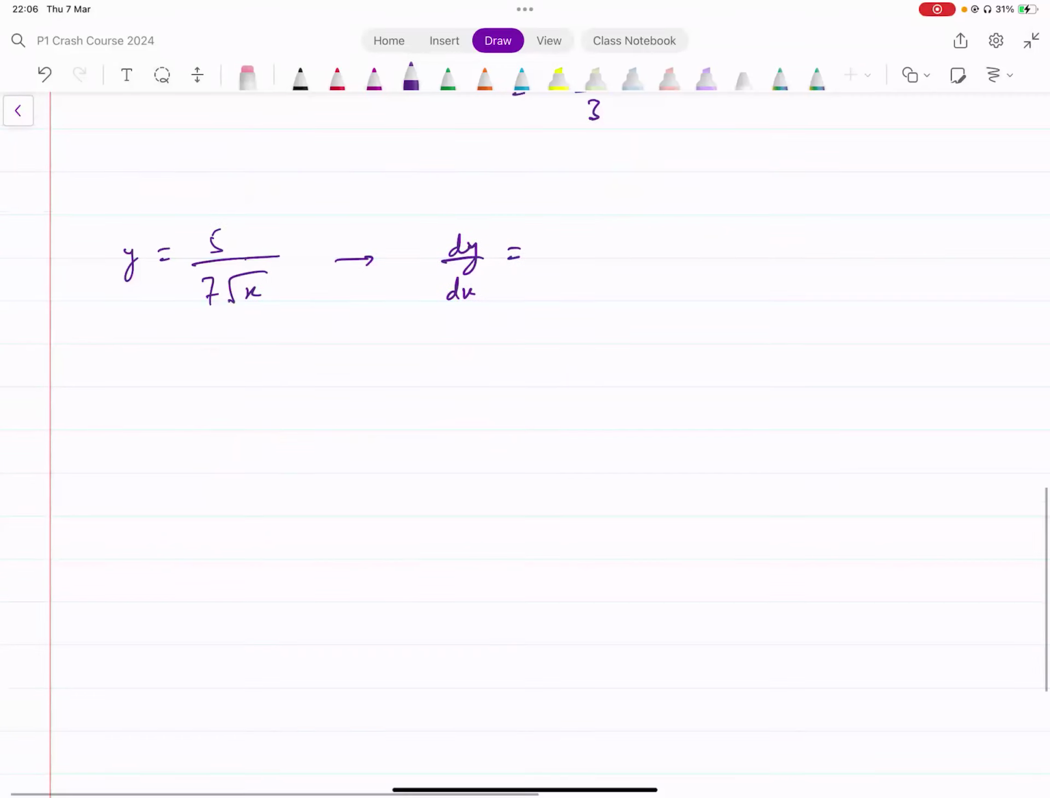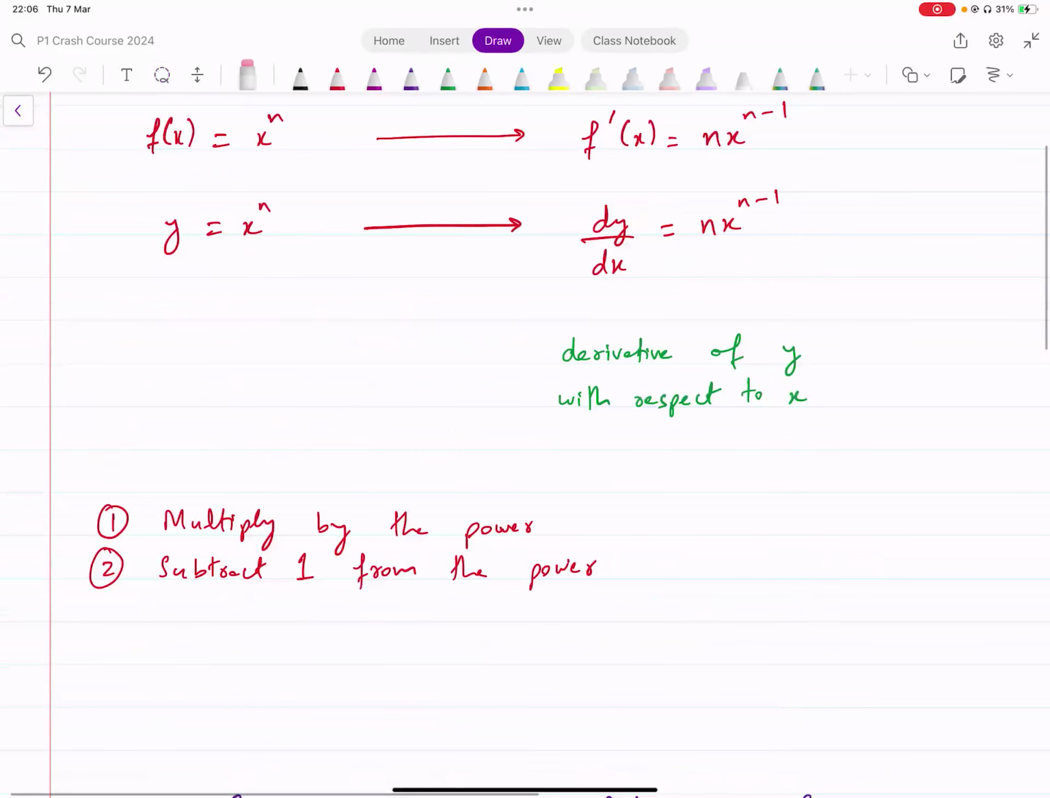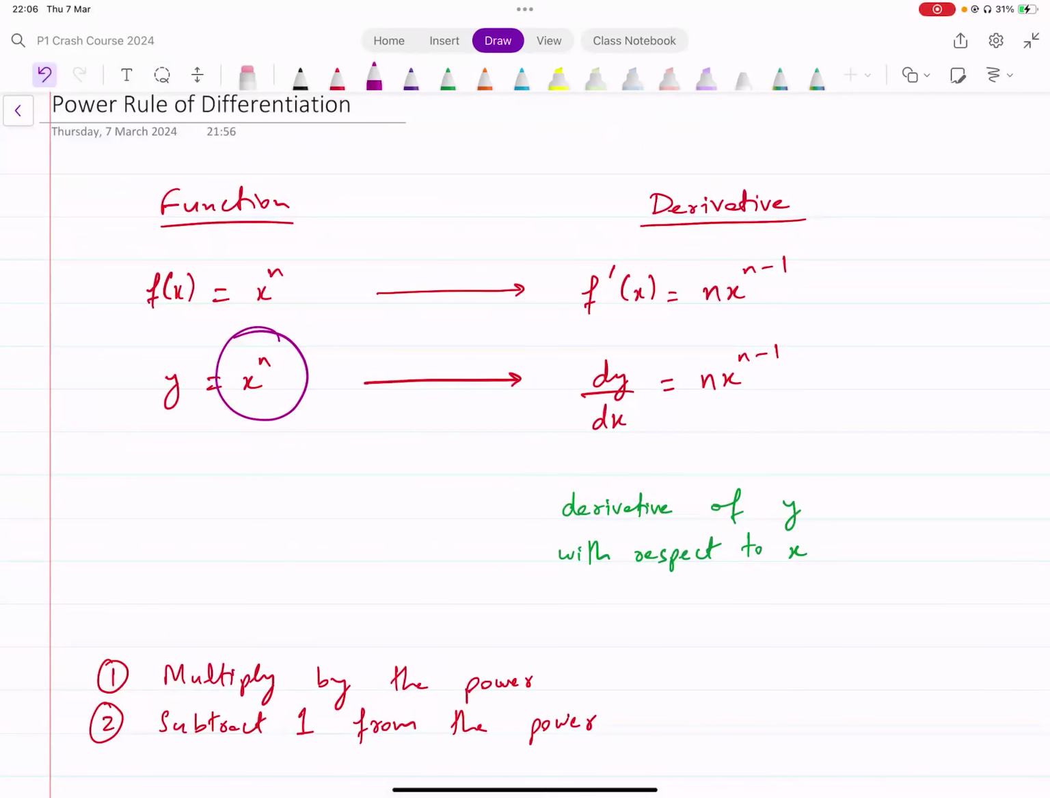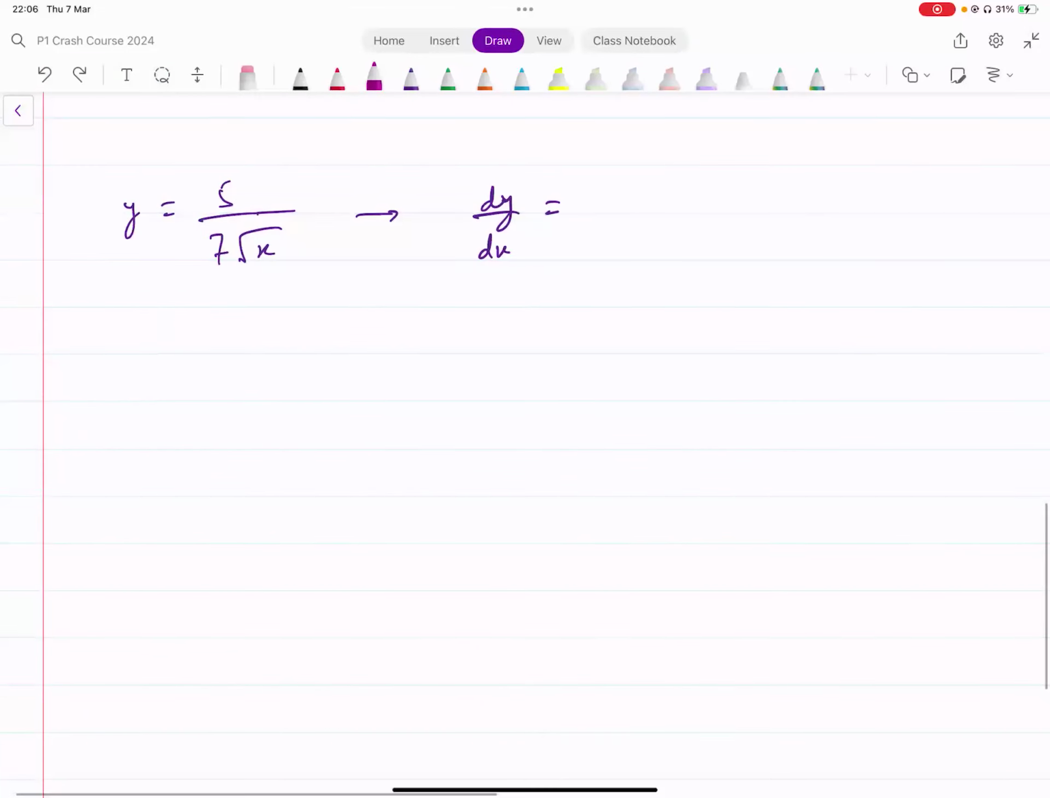Okay, let's try this. So first of all, we need to write this in power form. We can't differentiate it directly like this. We need to write it as x raised to the power something in the numerator. Right now x is in the denominator, so we have to write it in the numerator first. We'll say y equals 5 over 7. 5 over 7 remains as it is.